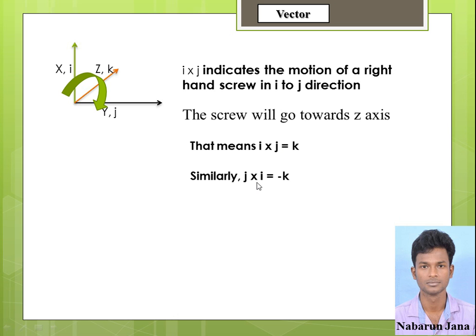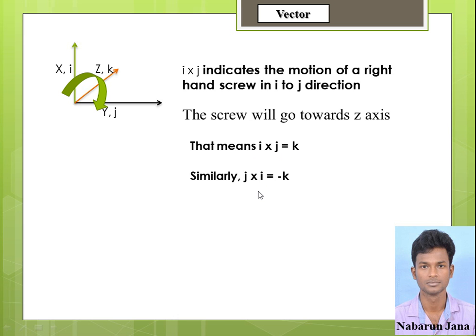Similarly, j cross i means you need to rotate the screw from j to i, that is opposite to this direction, so it will move opposite to the z direction, so it will give you minus k. So from this you can get all the directions like this: i cross j equal to k and j cross i equal to minus k. So you have to find all the cross products of this type of vectors.